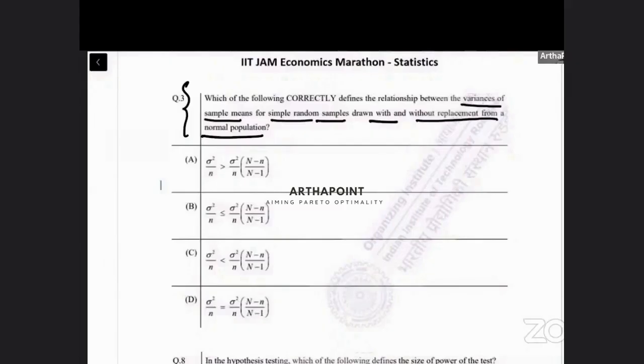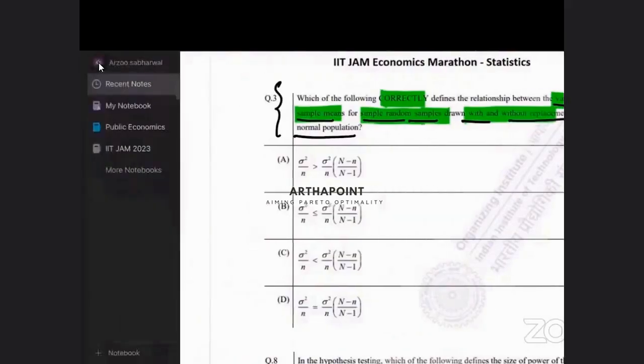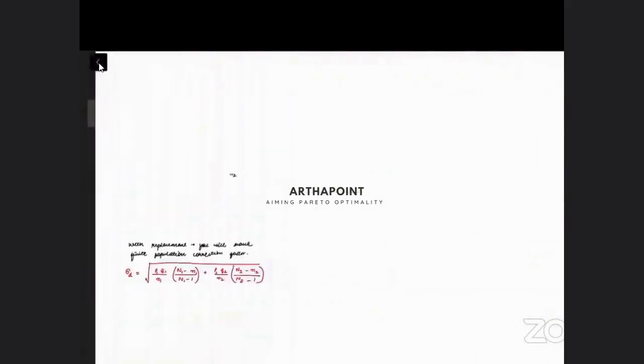Formulas aspect. So to begin with, let us look at the first question. This question says, which of the following correctly defines the relationship between variances of sample mean for simple random sample drawn with and without replacement? This is what the question is asking. In order to do this question, I would like to first explain what is with and without replacement.